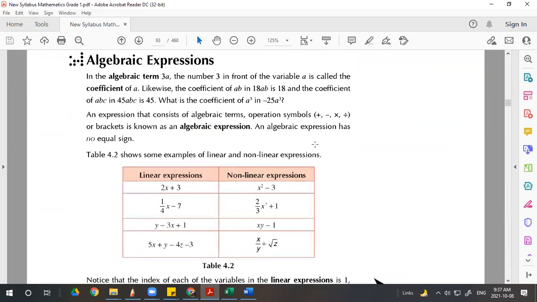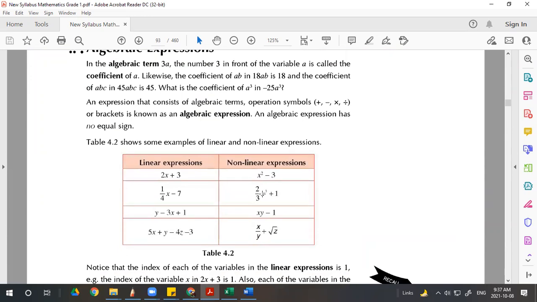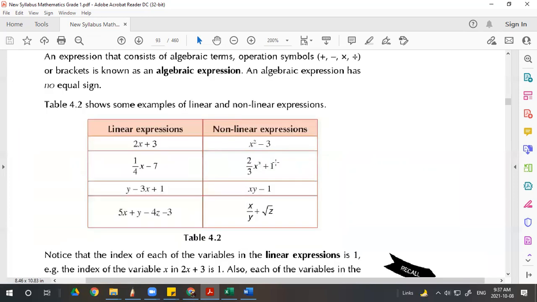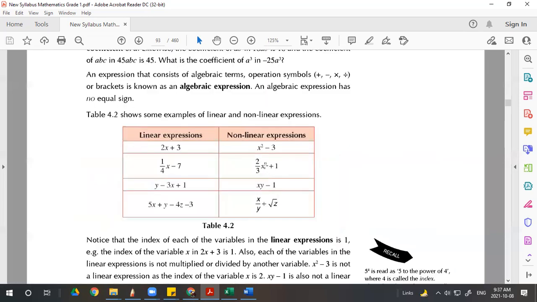So this is linear expression and non-linear expression. What is the difference between linear and non-linear? Look at this properly. Linear means we have one value of x, one value of x, one value of y, one value of x, and so on. We don't have the square here. If it is a square, it's called a square expression or non-linear expression. Cube, multiplication of two variables, division, and then square root, and so on. So that's linear and non-linear. So we just go through it.